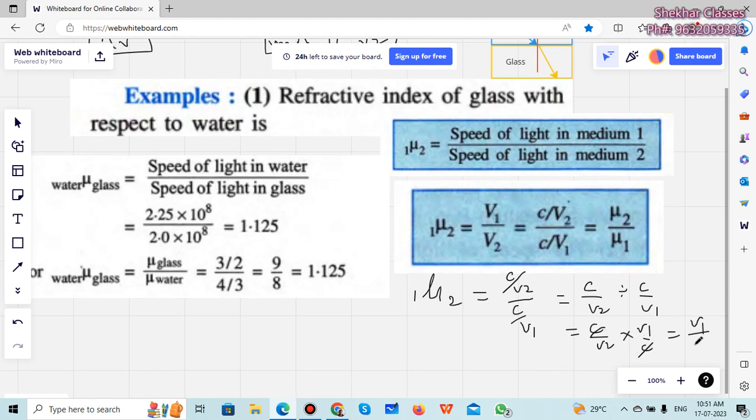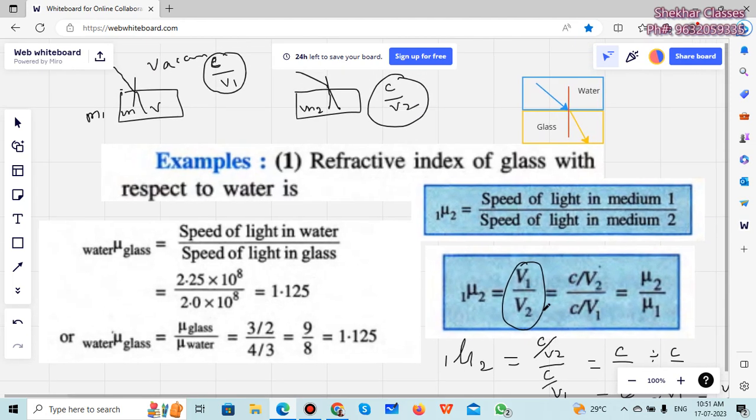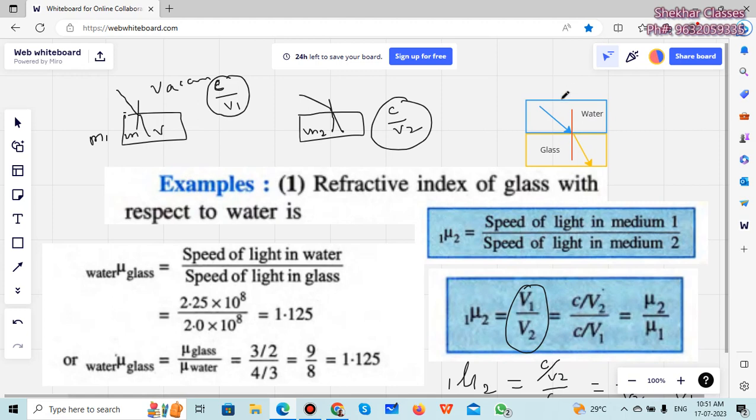V1 by V2. So we have V1 by V2 here. That is the velocity of light in the first medium upon the velocity of light in the second medium. Don't get confused. Simply remember, sometimes you may be given the absolute refractive index of the second medium and the absolute refractive index of the first medium. So there you have to use this.